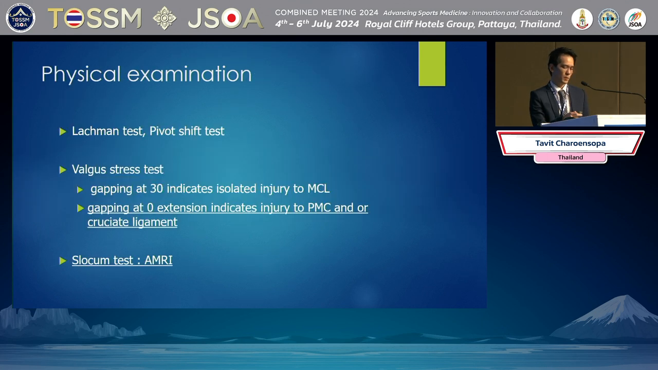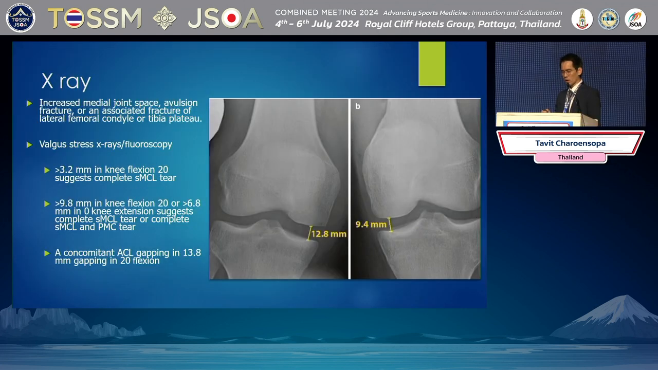On the physical examination, you should focus on whether you have a grade 3 valgus at knee extension. You have to do the anteromedial rotatory instability Slocum test. If it is positive, that means the patient has a posteromedial corner injury. On the X-ray, you may not get much information, but maybe you will see an increased medial joint space or an associated fracture. In the acute injury, the X-ray stress test may be limited due to pain and knee effusion. But if you want to do it, you should do it intraoperatively after anesthesia.